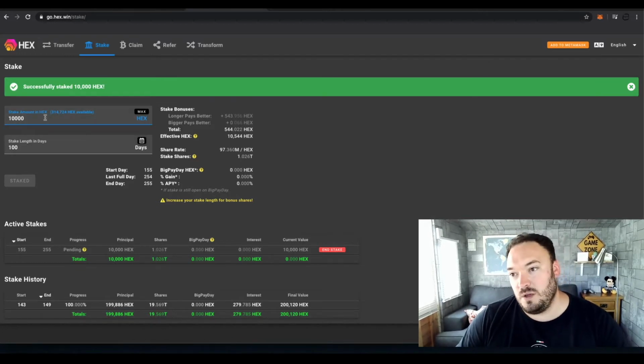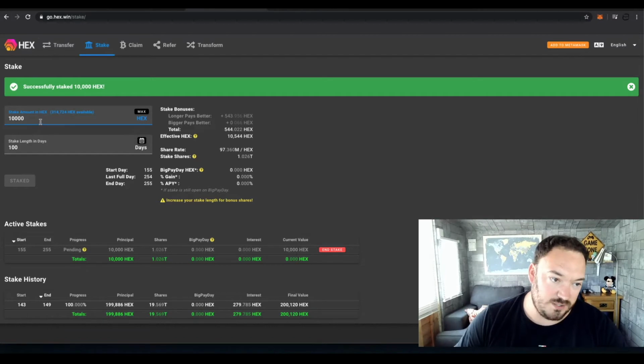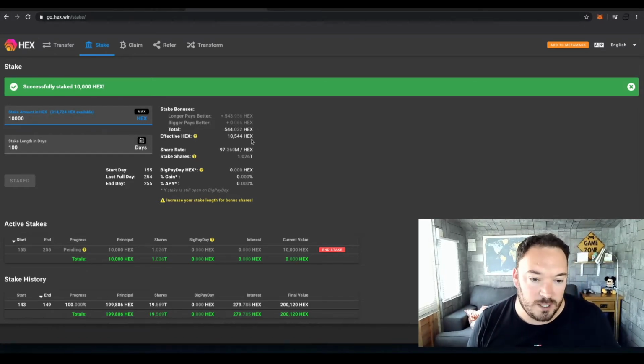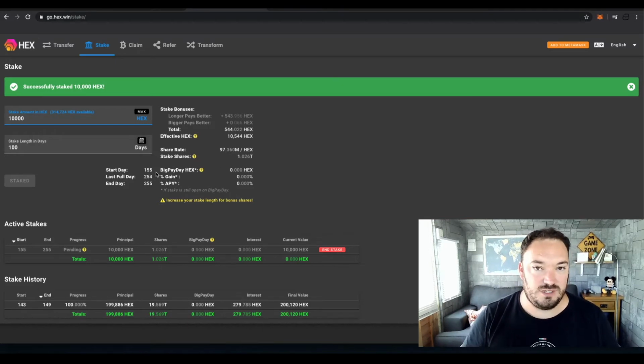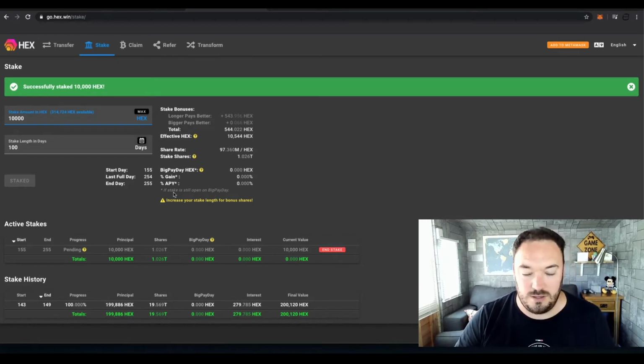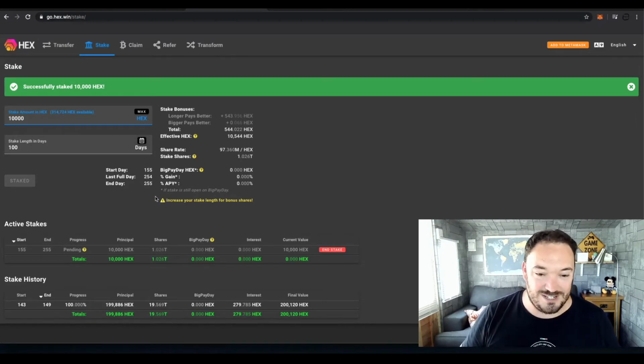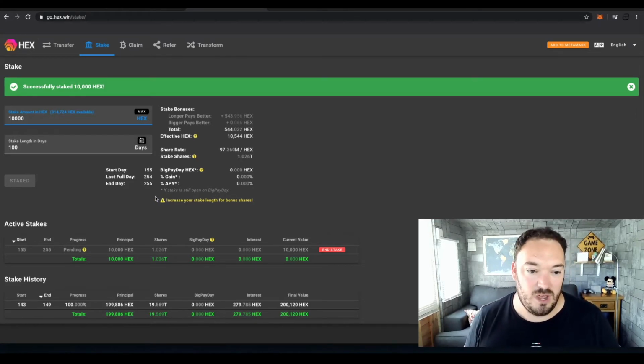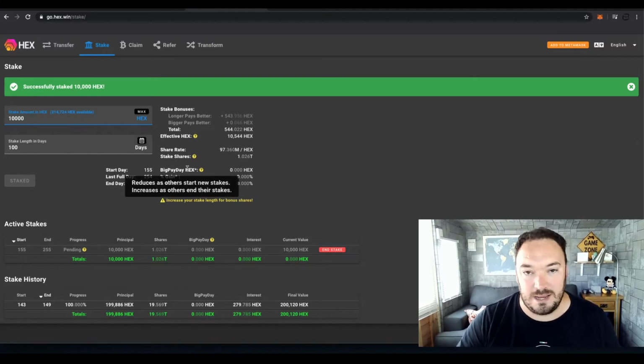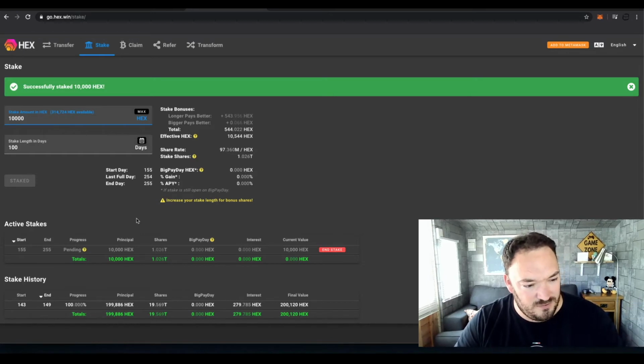But let's say I want to stake more than that. I've got 300,000 coins, and I've just staked 10,000 of them. If you want to stake even longer, which isn't actually that far away now, you have this other section here. Now this only applies for the first year that Hex has been created, so bear that in mind. We're currently in day 143, so we're essentially halfway through that. So you've got about 6 or 7 months left of receiving this big payday Hex payout on day 353, I believe it is.